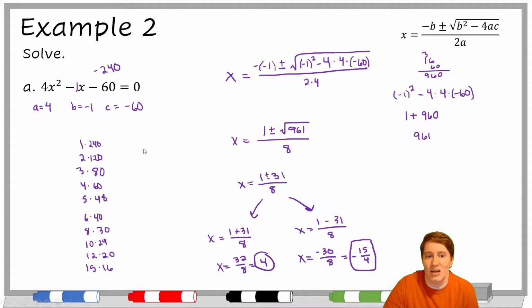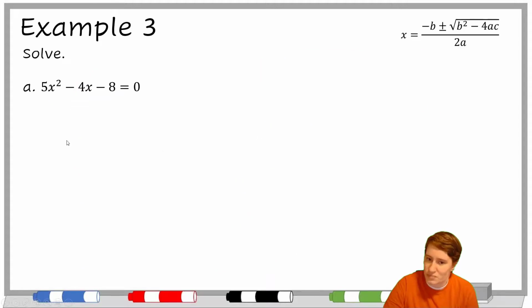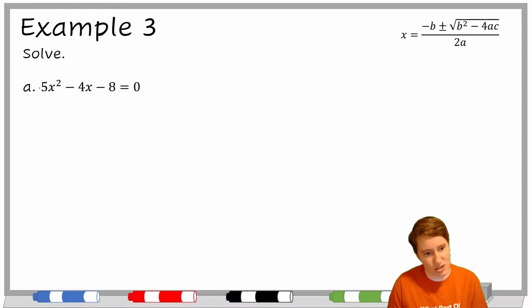So example 3. We have 5x squared minus 4x minus 8. You're welcome to pause and try to do this on your own, but there is going to be something different that happens. So you'll likely need to start the video back up, I would imagine, to see what we need to do here. So first off, we label A, B, and C. So A is 5, B is negative 4, and C is negative 8.